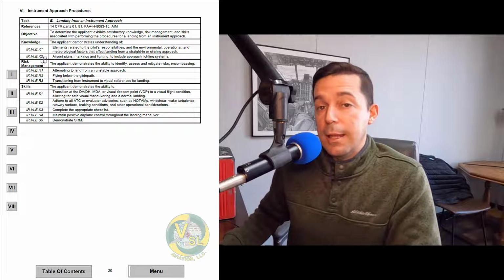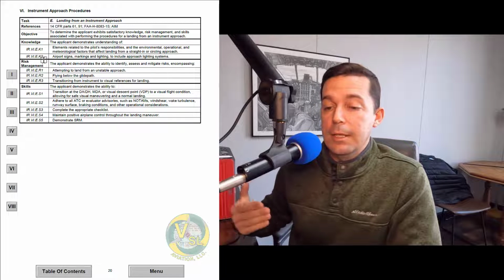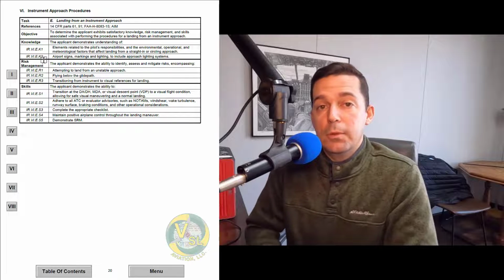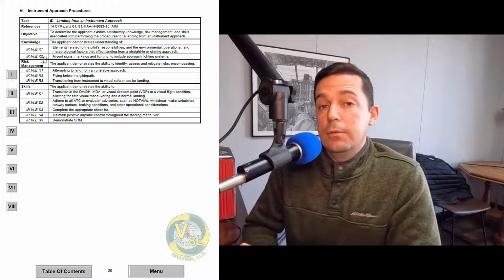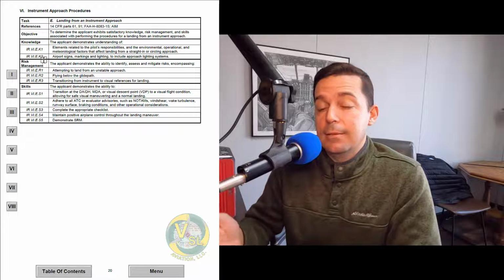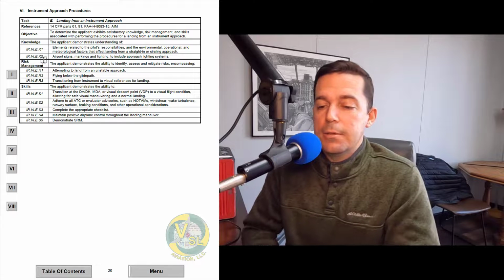So I call it paint, pavement, or lights. That's generally what we need to see to descend below MDA or decision altitude. So knowing what paint, pavement, and lights count, and being able to correctly analyze those.